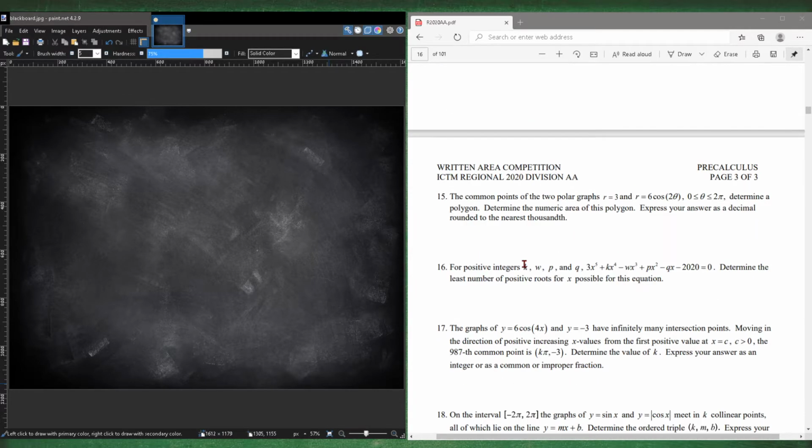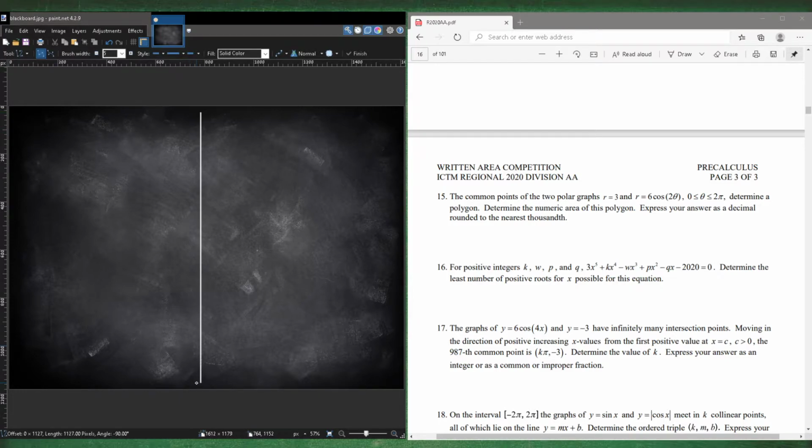And then number 15. The common points of two polar graphs r equals 3 and r equals 6 cosine of 2 theta from 0 to 2 pi determine a polygon. Determine the numeric area of this polygon. So to solve this question, you need to understand how polar graphs work. So let's just draw a picture to see what's happening.